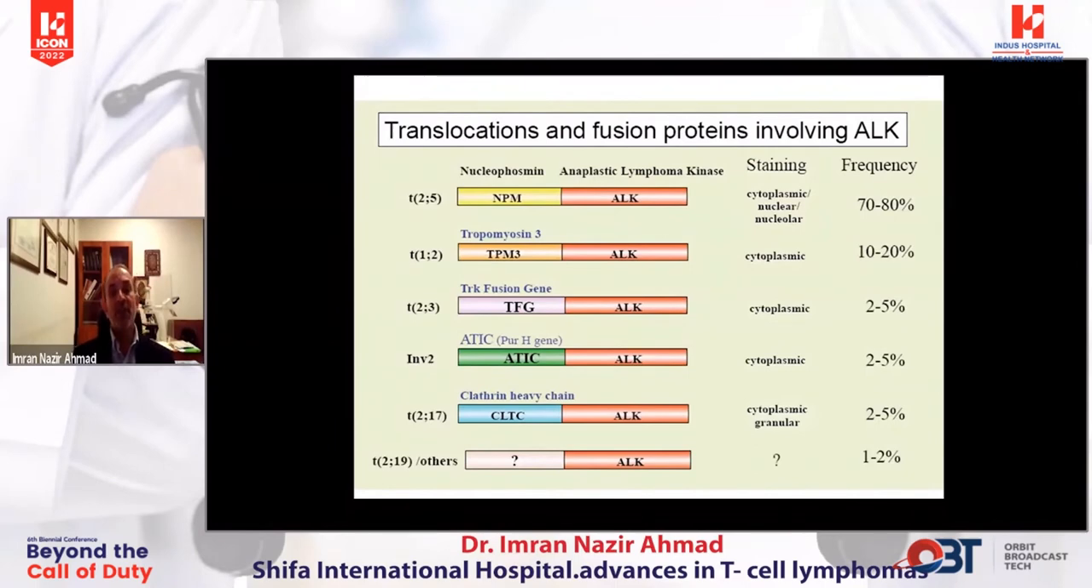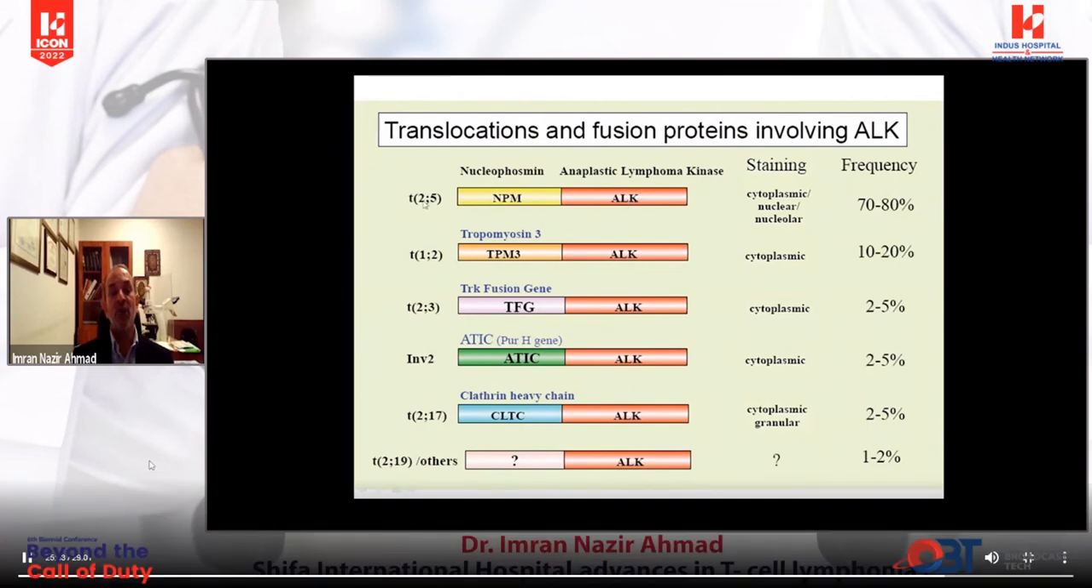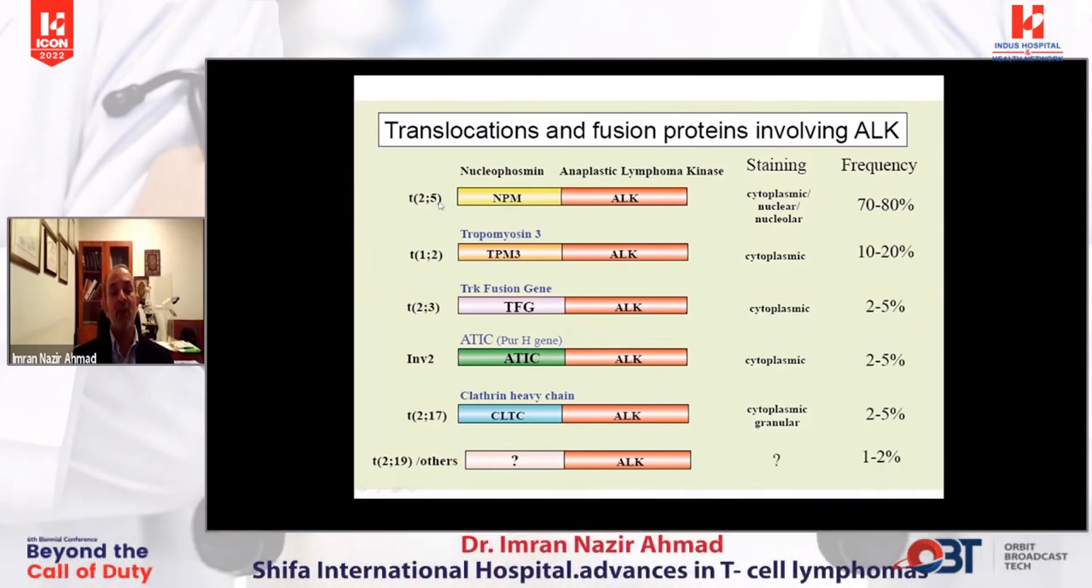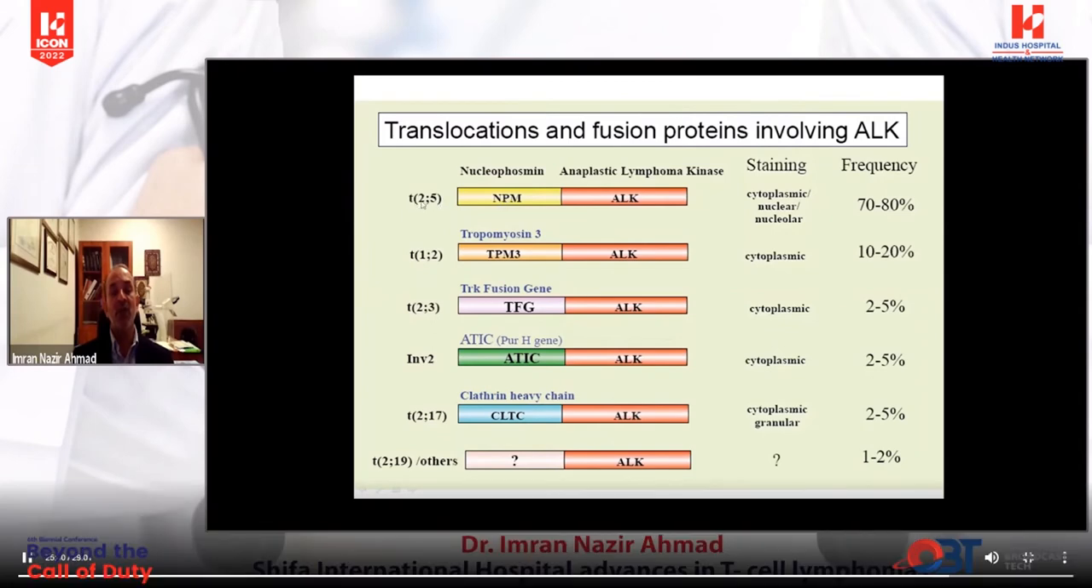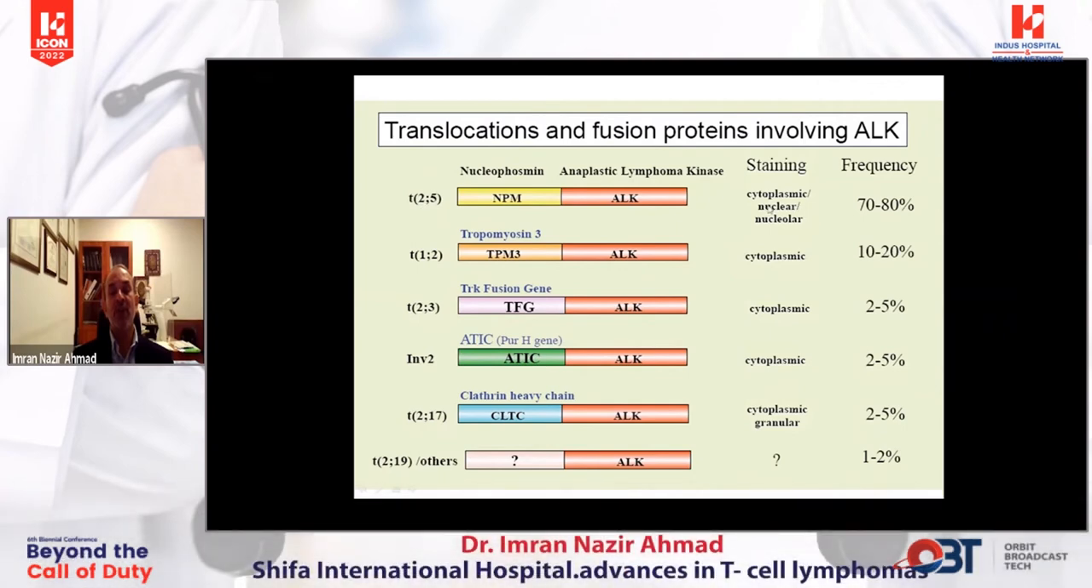The translocation, most important is the anaplastic lymphoma kinase gene, which is present on chromosome 2, and most of the time its partner is NPM, which is located on chromosome 5. So translocation between chromosome 2 and 5 is the most common one, and the staining pattern would be cytoplasmic, nuclear, and nucleolar. So as in our case, we can easily say that this was a translocation 2;5, because this staining pattern is kind of a surrogate marker for the molecular finding. Then it can also combine with chromosome 1, chromosome 3, or just an inversion of chromosome 2.